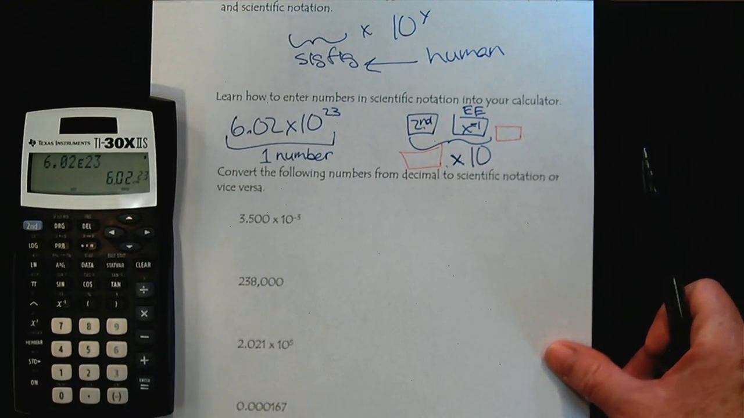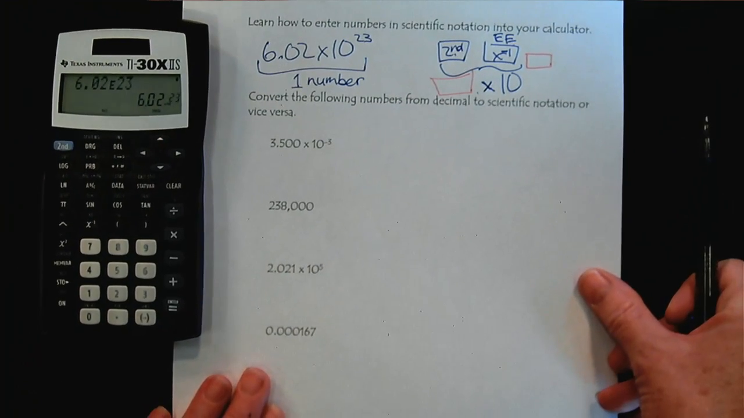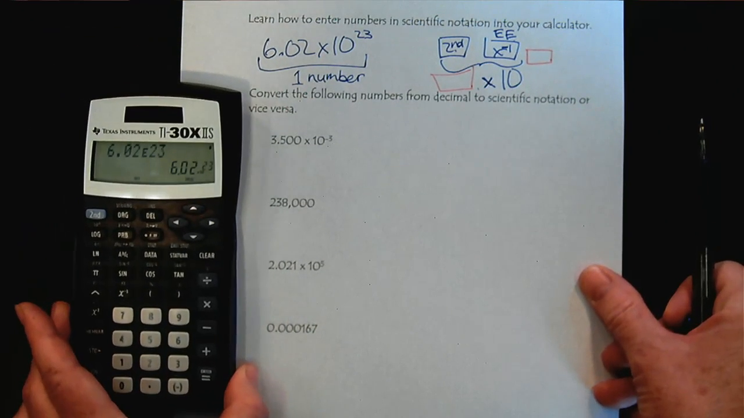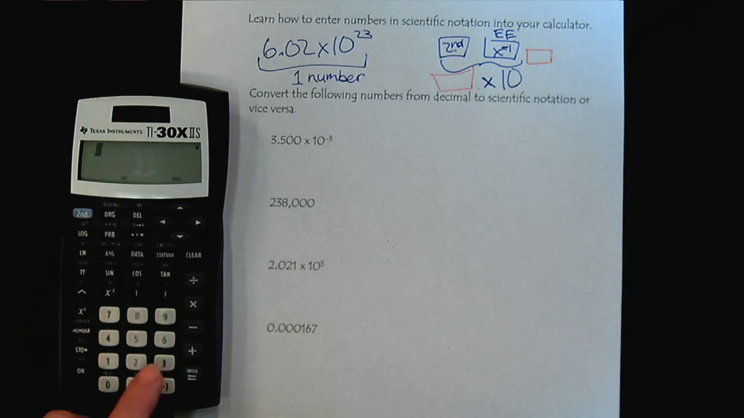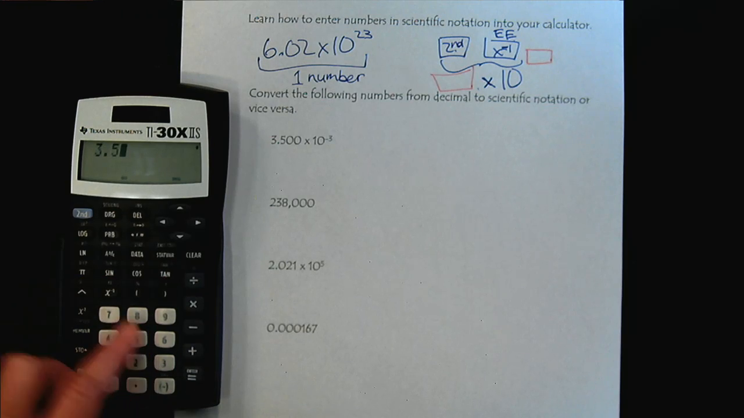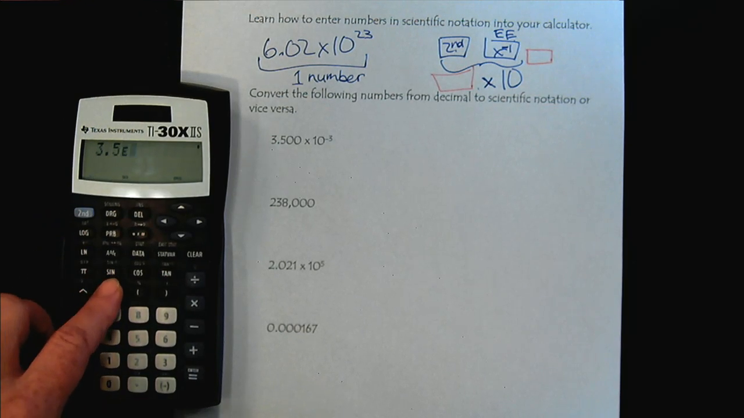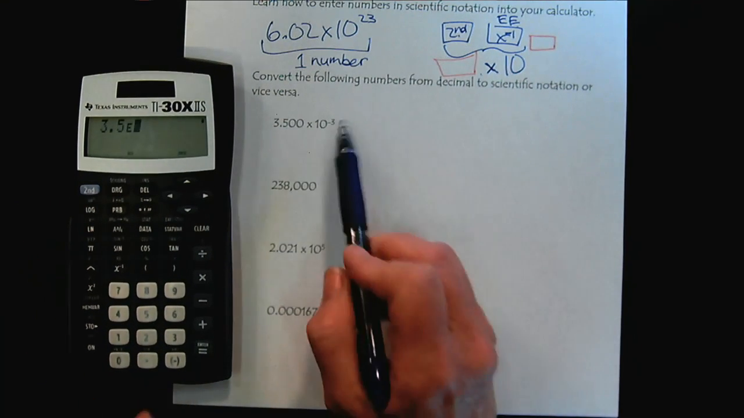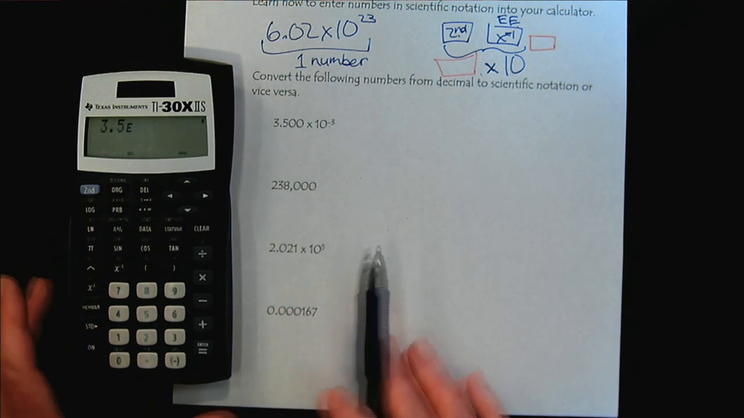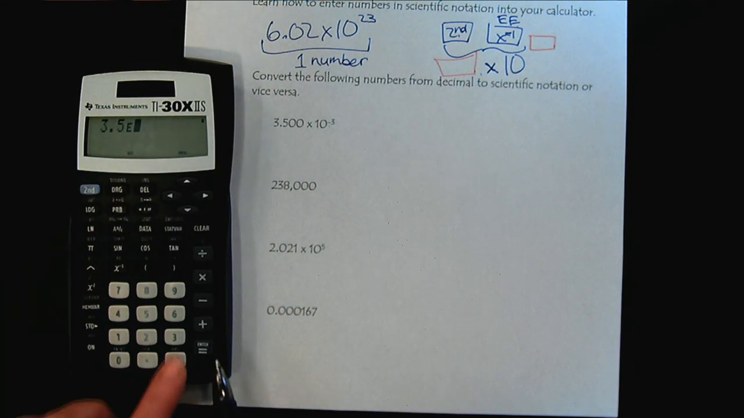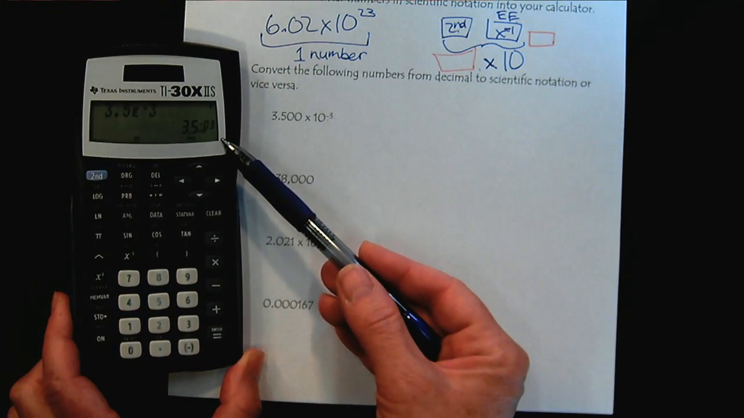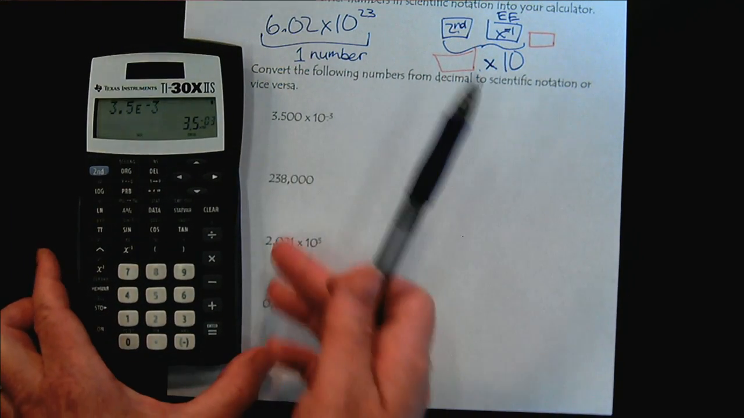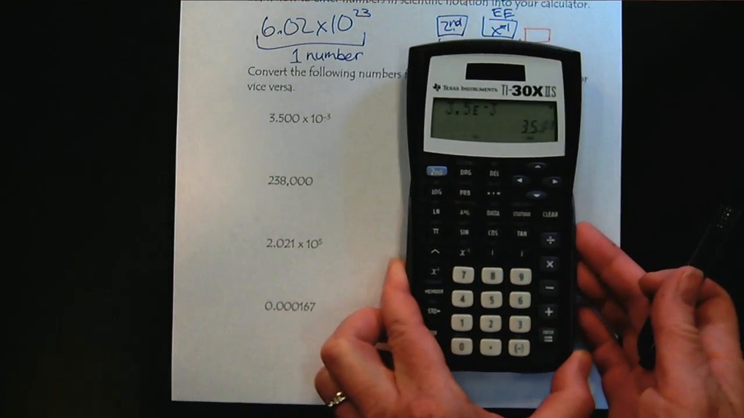Alrighty, so now let's practice this. Let's convert the following numbers from decimal to scientific notation or vice versa. So we'll clear out the calculator. 3.5, enter exponent. Now for the negative here, this minus 3, we want to use the minus button here, minus 3, enter. Okay, so it's still in scientific notation.